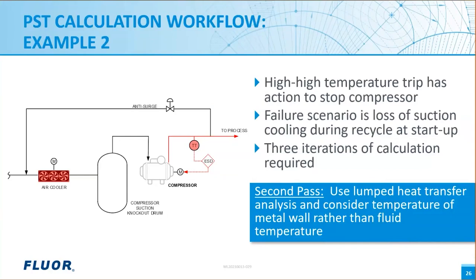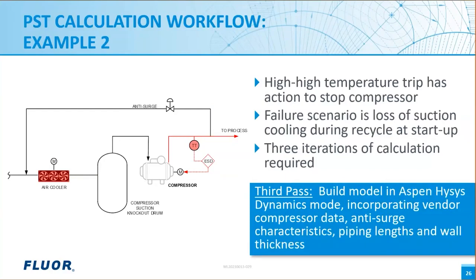So we were faced with having to refine the calculation further still. In our third rendition, we ended up building a rigorous model in HYSYS Dynamics mode, incorporating vendor data regarding the compressor and the anti-surge valve characteristics, and real line lengths and thicknesses and so on. We were also lucky enough to have a former AspenTech employee on the project team for that one. Having the right knowledge and the right skills is really beneficial. This third rendition of the calculation did prove that we had sufficient process safety time, which allowed the trip system to be designed and the design to progress.